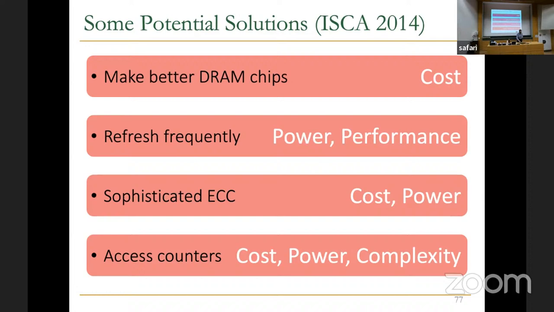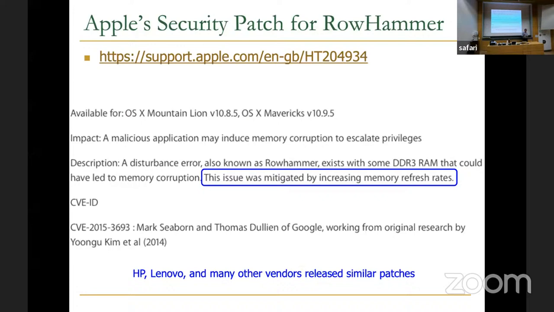But before I talk about it, what was implemented by industry? So industry clearly was worried about it, especially after our paper was published. And they basically, this is Apple's security release. You can still find it online, I think. But basically they say, they were actually quite honest. They said RowHammer exists and we mitigate this issue by increasing the refresh rates. That's good. They didn't say by how much.